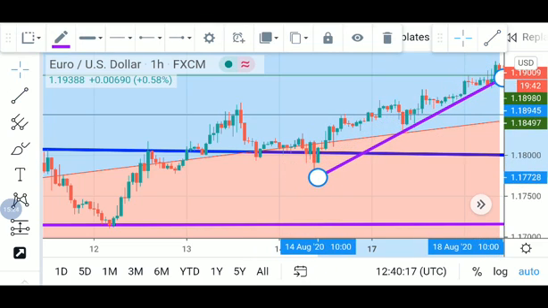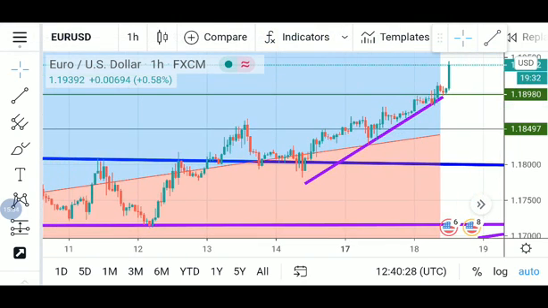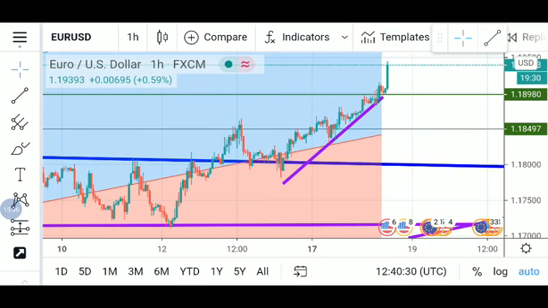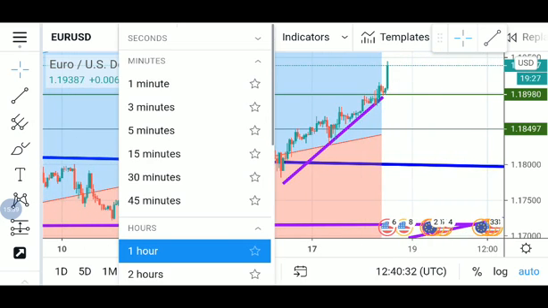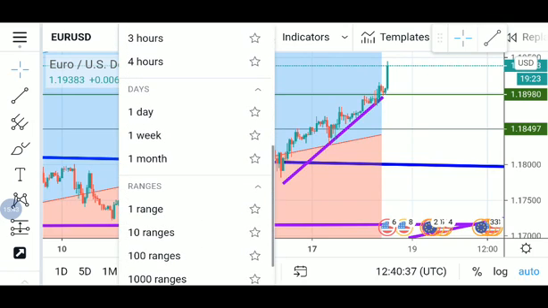If this line is broken, then you know what's going on. You know that it's really going down. So let's see what happens. Okay, with this, again, I'm just showing you how to put things in place. Move between time frames, draw different lines in different places.